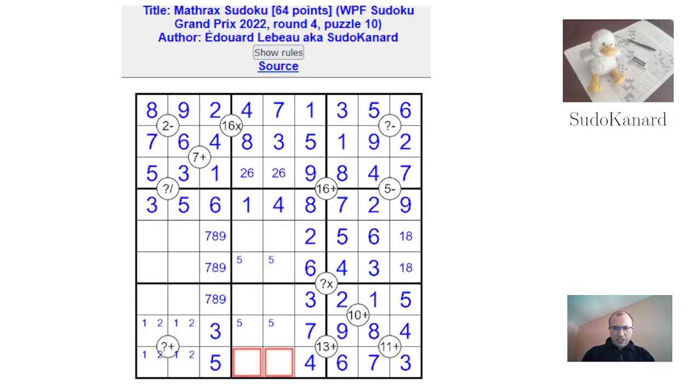So the digits here are 1, 2, 8, and 9. So this is 2 or 9. This is 1, 2, 9. This is, no, sorry, 1, 2, or 8. This is 1, 2, or 9. Here the digits are 1, 2, 5, and 6. And actually, 5 is here. So this is 1 or 2. And this is 1, 2, or 6.